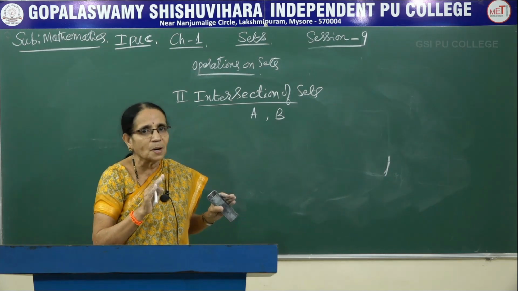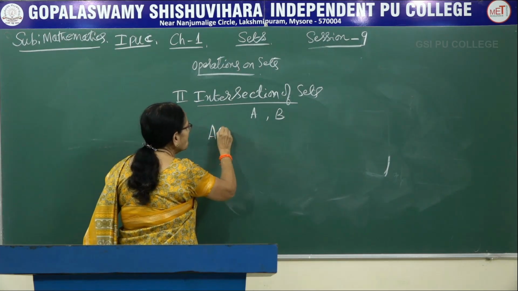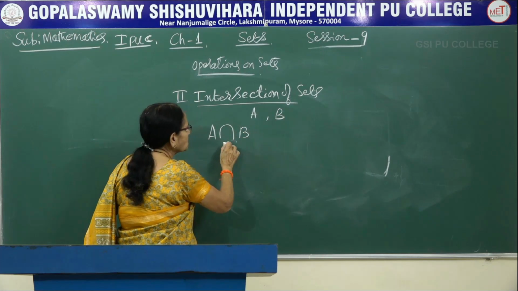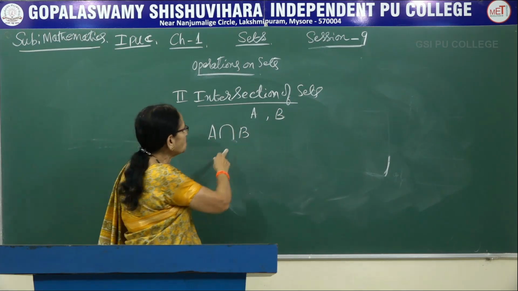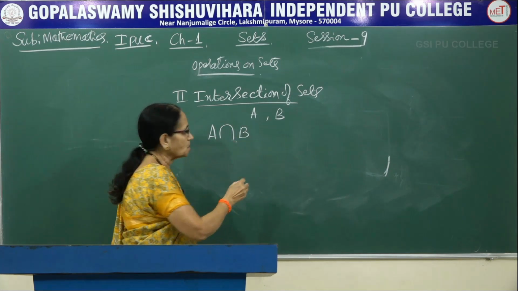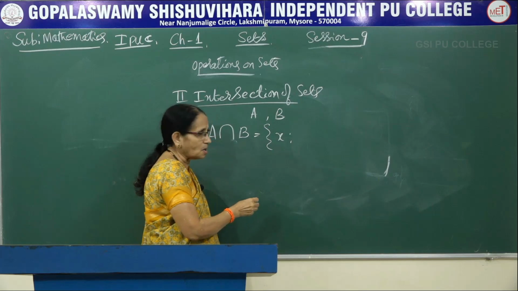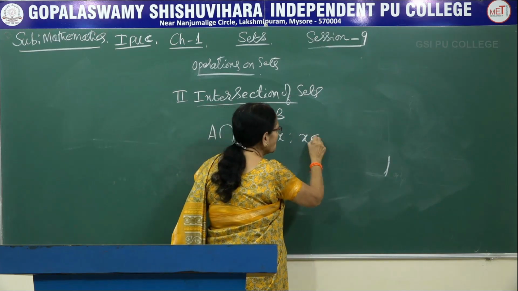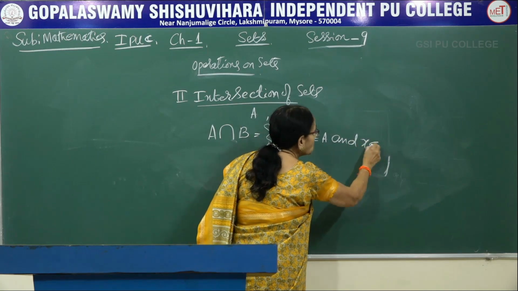So, we call them the common elements here, and the notation is like this. What you have written for union, you write in the reverse order. So this is known as A intersection B. How do you write it in the set builder form? It contains all x such that x belongs to A, and x belongs to B.